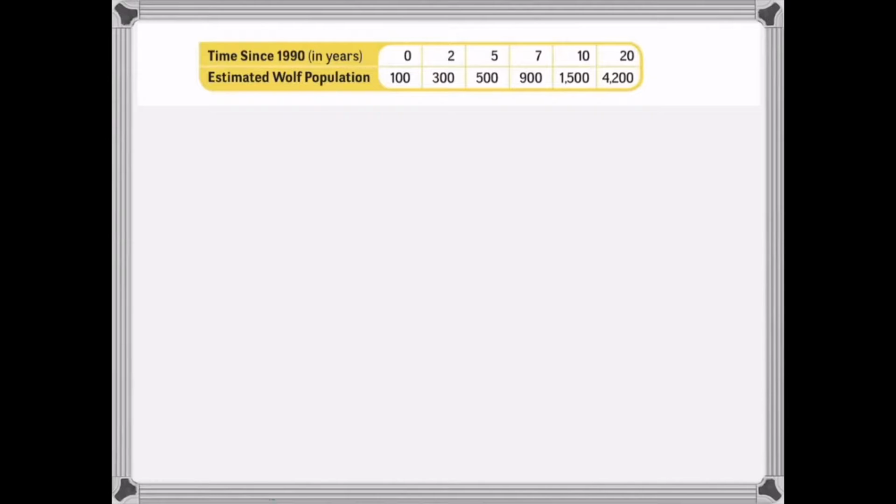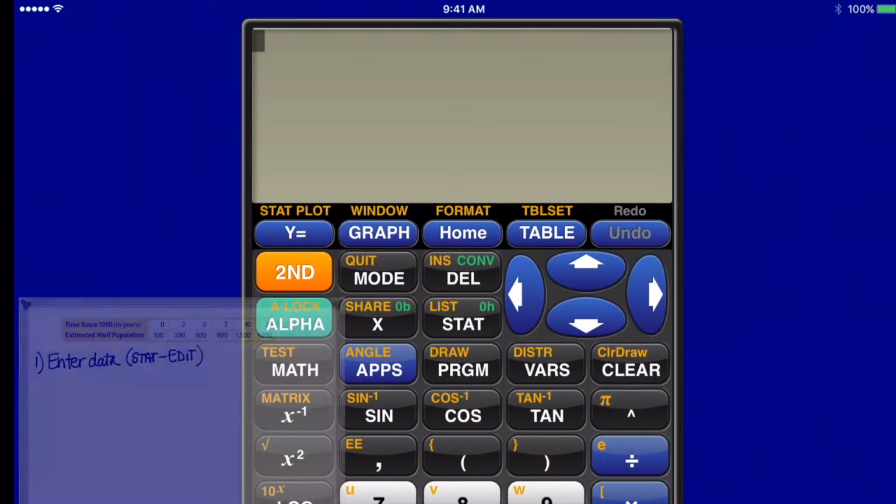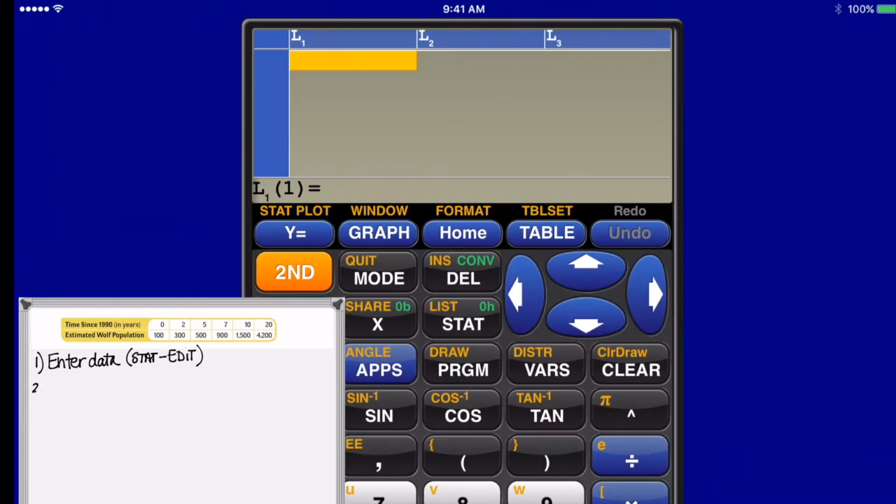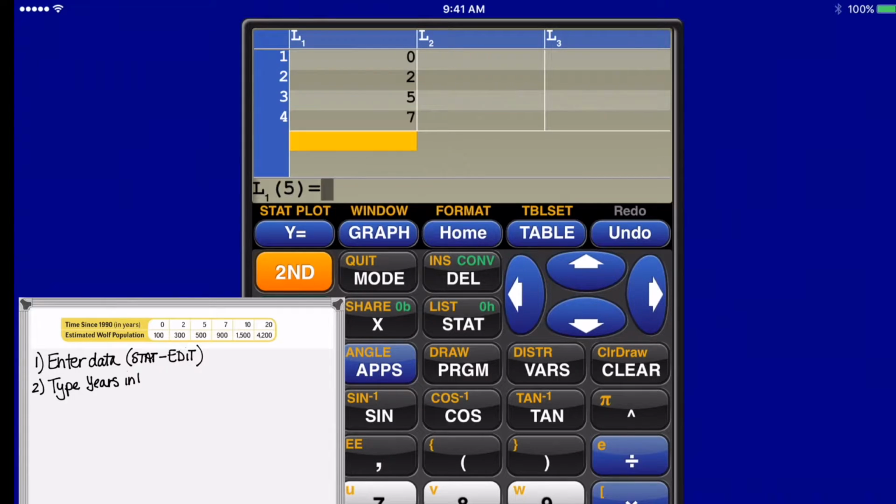The easiest way to do that is to make a scatter plot on your calculator. In a second, we'll be entering data, so follow along. If we're going too fast, pause the video and make sure that your data is entered correctly. So if you remember, we're going to hit Stat, go to Edit, and then enter the years in list 1, and then the wolf population in list 2.